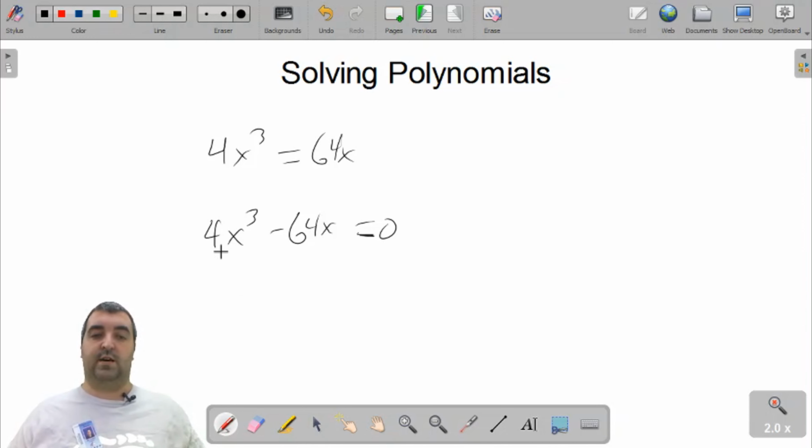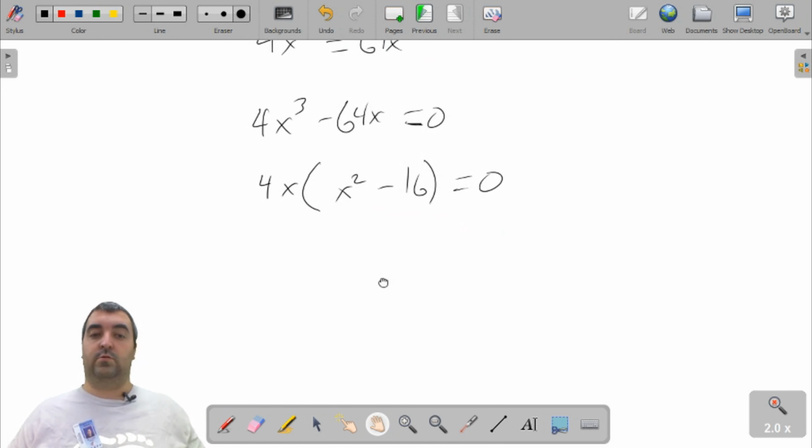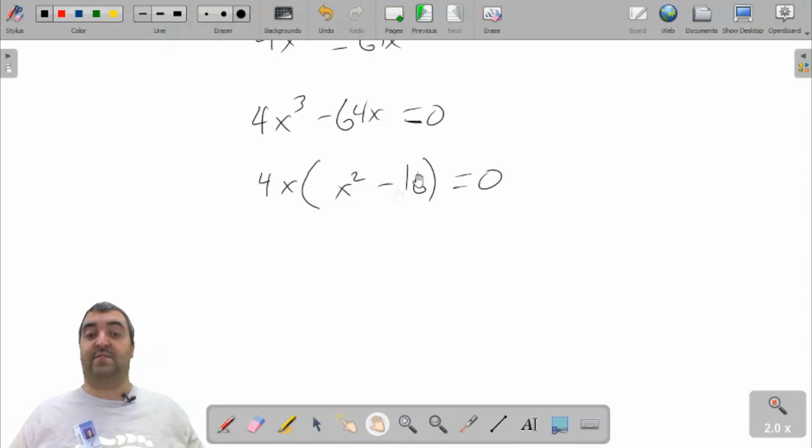So with this guy, we move the 64x over. Now we're going to factor. Well, 4 goes into both things, and so does x. So I'm going to factor both of those out. So I get 4x times x squared minus 16 equals 0. So now I can factor this more if I'd like. I could also solve from this point, but I'll factor just to remember.